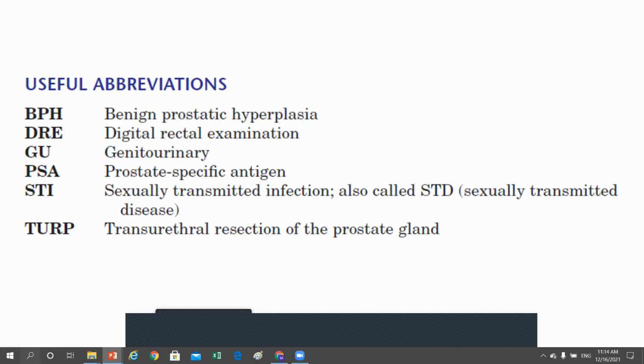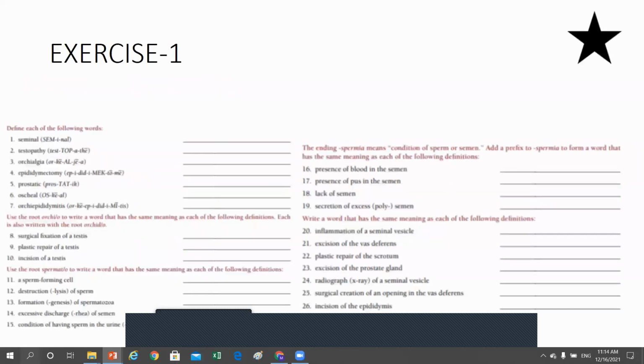So this abbreviation, TURP, we have already seen, transurethral resection of prostate gland. If the prostate gland becomes enlarged, maybe benign or cancerous, it is pressing the urethra. So there is a problem with urination, so we have to cut it, we have to remove it, resection it. So this is transurethral resection of prostate gland.